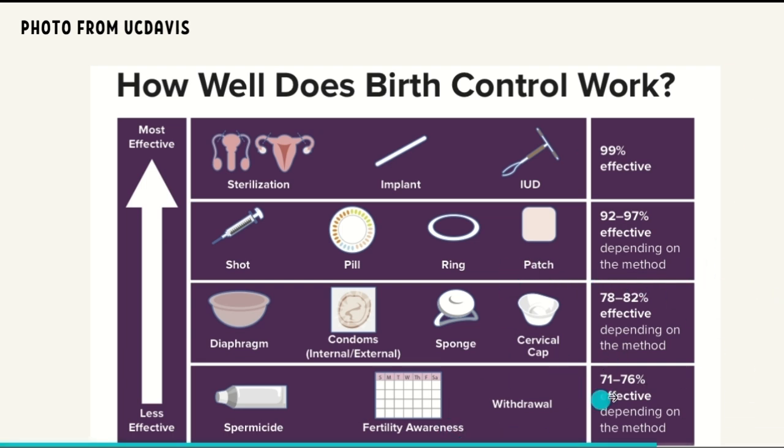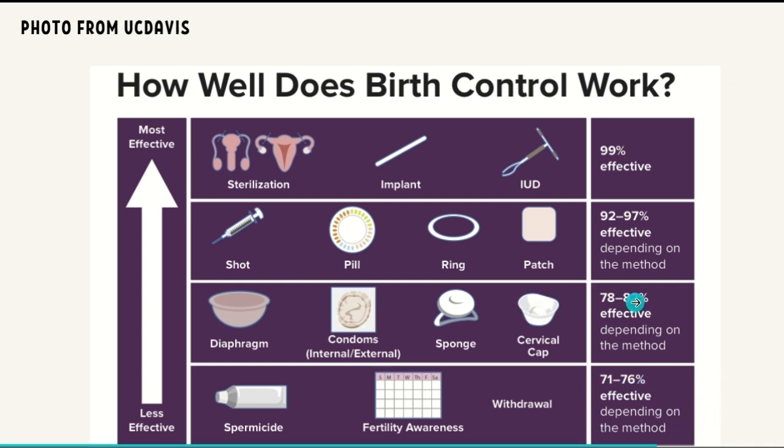The next step is the least effective methods: spermicide and fertility awareness, meaning that you would track the cycle to be aware of when you're ovulating, because if somebody is ovulating, that's the time when they're most likely to get pregnant, right? For some reason. We don't know the science behind that, but whatever. Okay. Yep, so less effective. So this is 71 to 76% effective.